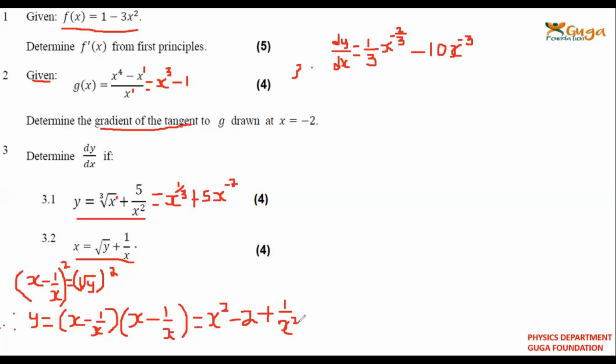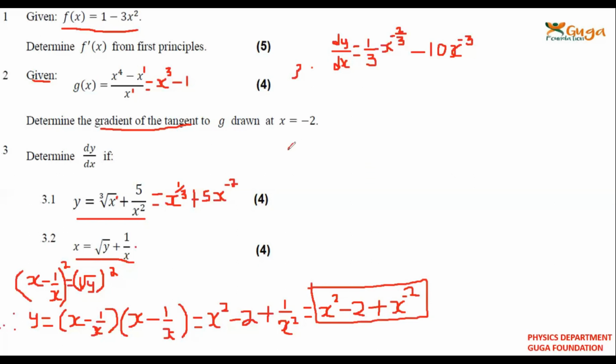Yeah. So to simplify this, we can just say we have got x squared minus 2 plus, so you write it in the negative exponents, you just use the rules of exponents, negative 2. All right, so we have to differentiate this, yeah, with respect to x.